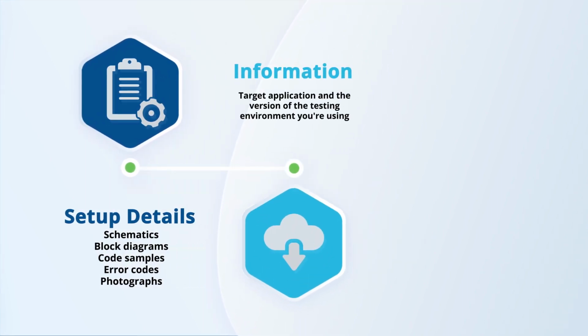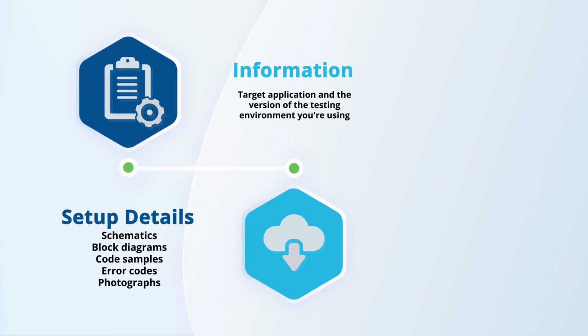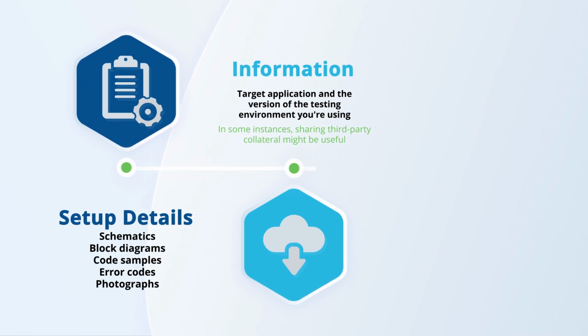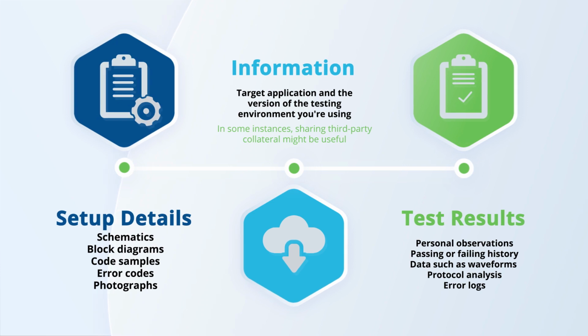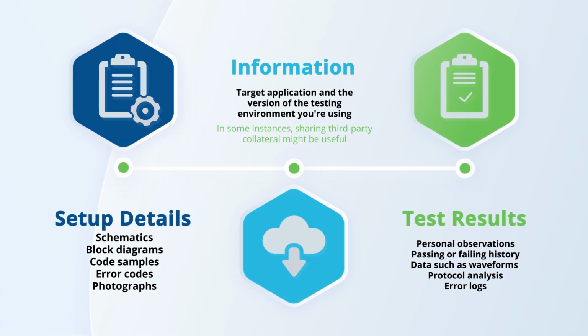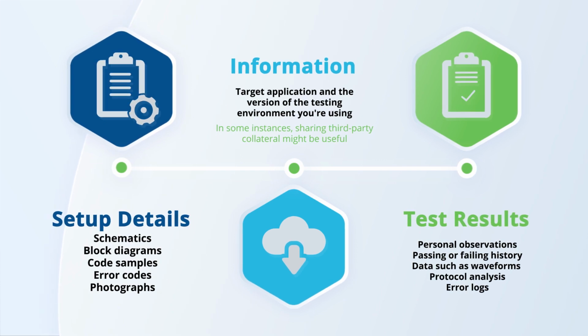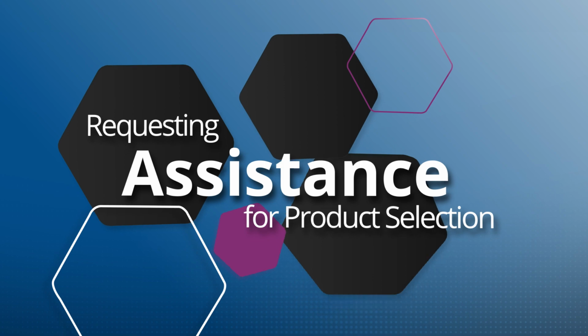You can also include information about the target application and the version of the testing environment you're using. In some instances, sharing third-party collateral might be useful. Finally, provide your test results, which can include personal observations, passing or failing history, and data such as waveforms, protocol analysis, and error logs. Requesting assistance with product selection.